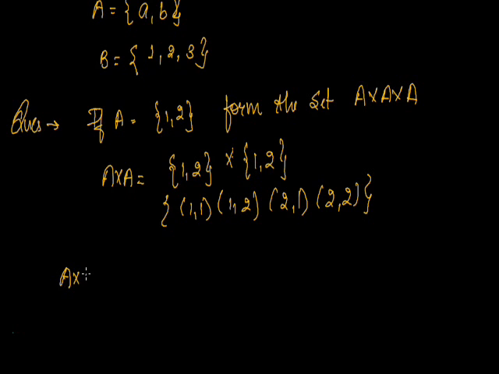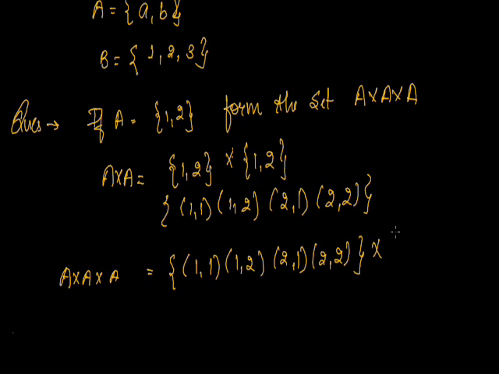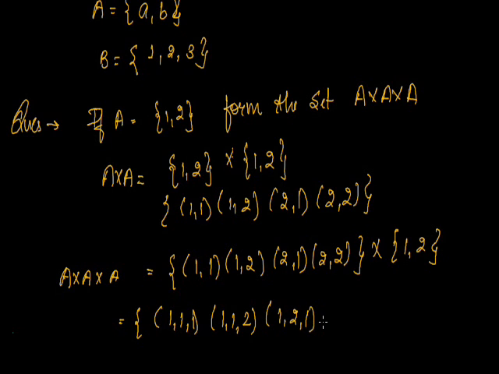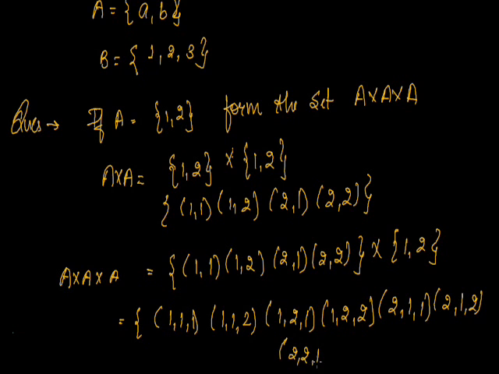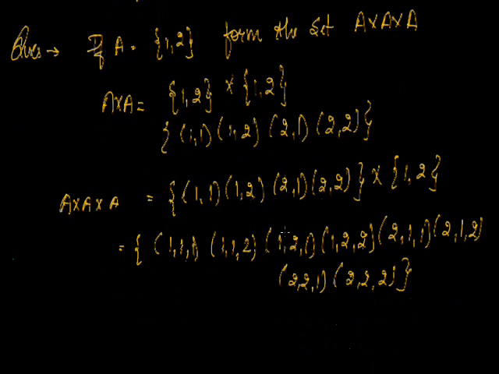Now what we have to find is A cross A cross A. We take the first A cross A, which is (1,1), (1,2), (2,1), (2,2), and we have to find the Cartesian product of this with set A only, that is {1, 2}. It will contain: first (1,1,1), second (1,1,2), then (1,2,1) and (1,2,2). The third set will be (2,1,1) and (2,1,2). Then (2,2,1), and the last one is (2,2,2). These are the elements contained in A cross A cross A. So this is all about the Cartesian product.